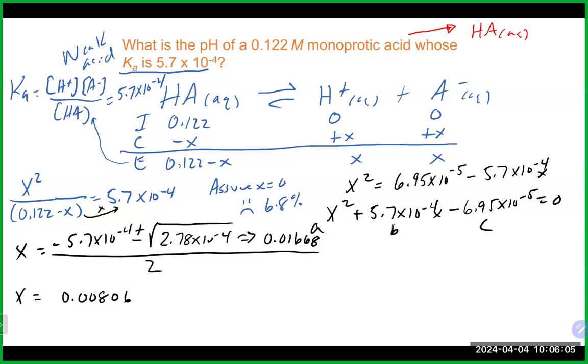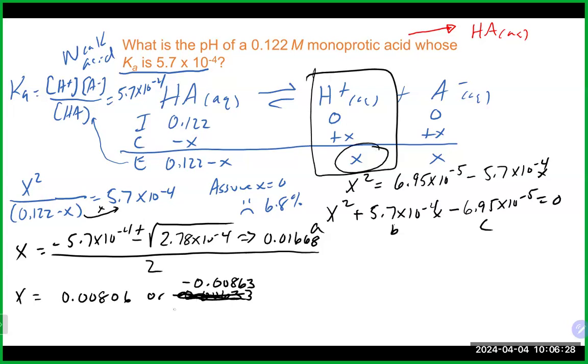Doing the negative version here, that obviously is going to give us a negative number, negative 0.00863. I think I said it, I just didn't write the 8. So try that again, negative 0.00863. All right. So clearly here we're looking for pH, which is equal to x. So even though I miswrote it, it didn't really matter. That negative number is obviously not going to work here. That means that positive number there would equal our x, which should equal our H plus concentration, 0.00806.